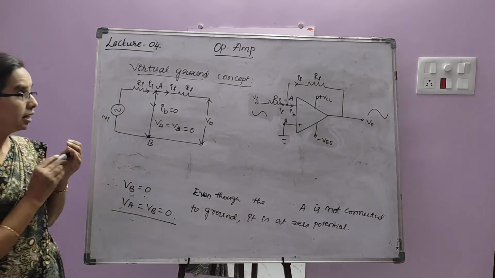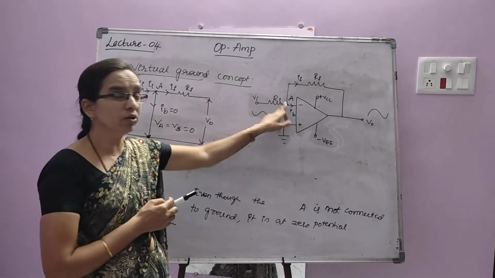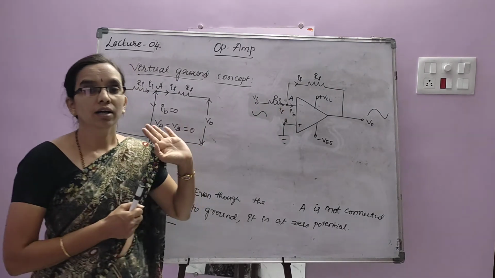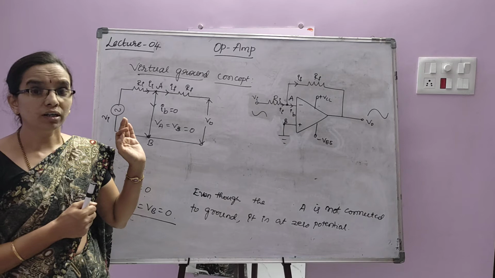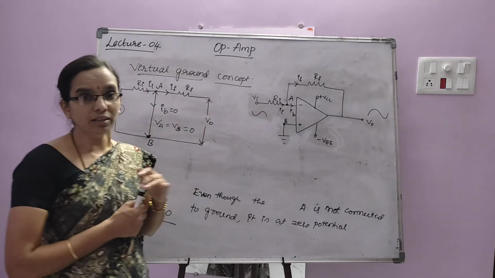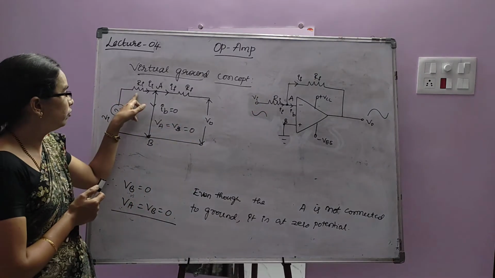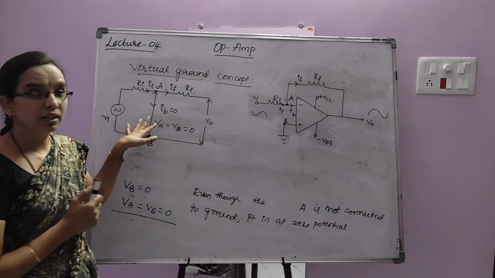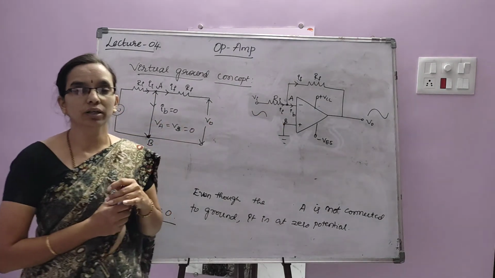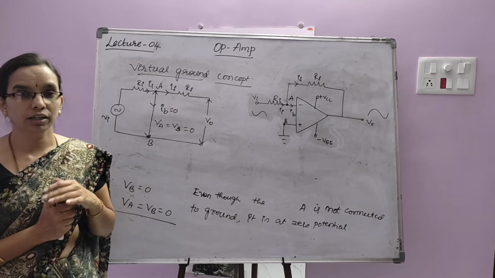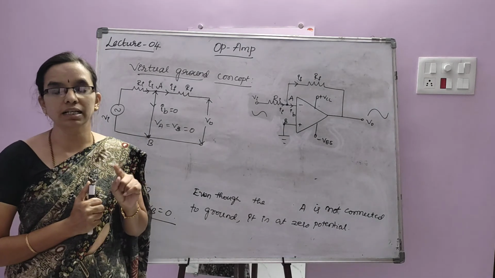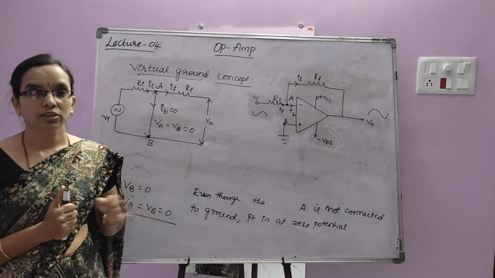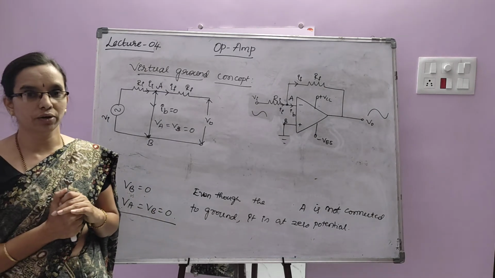But there exists a 0 potential only as far as voltage is concerned. It is at virtual ground only for voltage, but not for the current. Current will flow like this. Therefore, it is called virtual ground. Physically it is not connected to ground, but there exists a 0 potential, so it is treated as virtual ground.